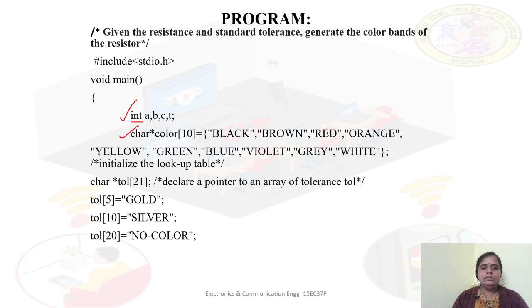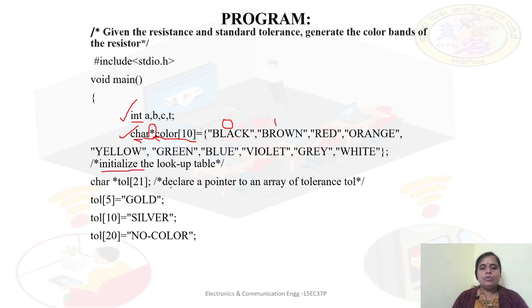Here is a new thing: I'm going to declare an array of pointers. I have a pointer array of size 11, of the type character. How will this be declared? If I say color of 0, it is black, color of 1 is brown, and so on. So here I initialize my lookup table.